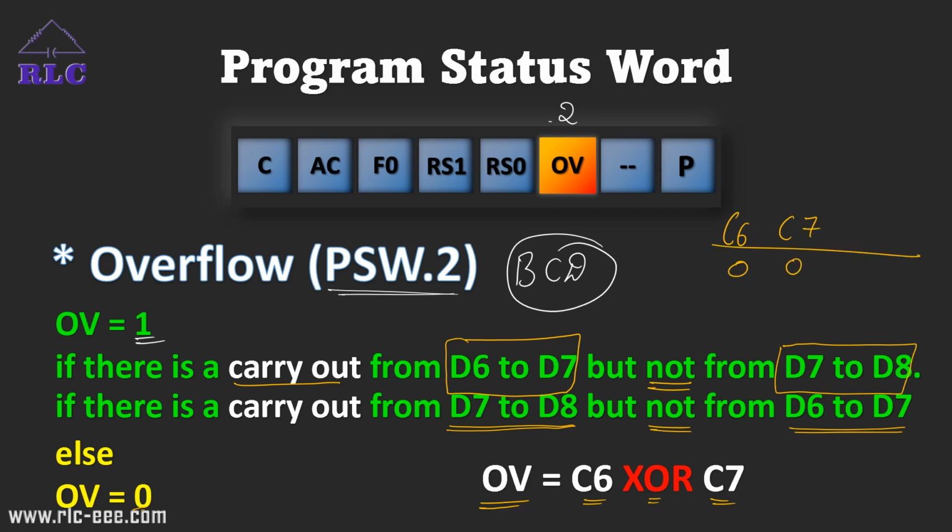If both are 0, then overflow will be 0. If C6 is 0 and C7 is 1, overflow will be 1. If C6 is 1 and C7 is 0, then it is also 1. If both are 1, then it will be 0. So we can say the overflow flag is equal to an XOR operation between the carry of the 6th bit and the carry of the 7th bit. We'll see an example to understand it easily.